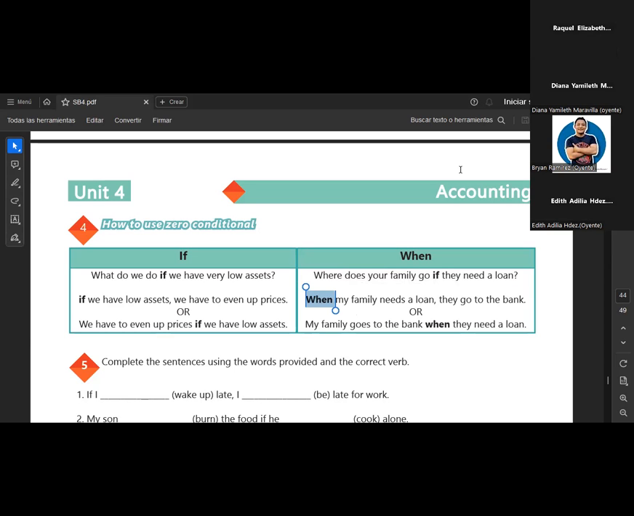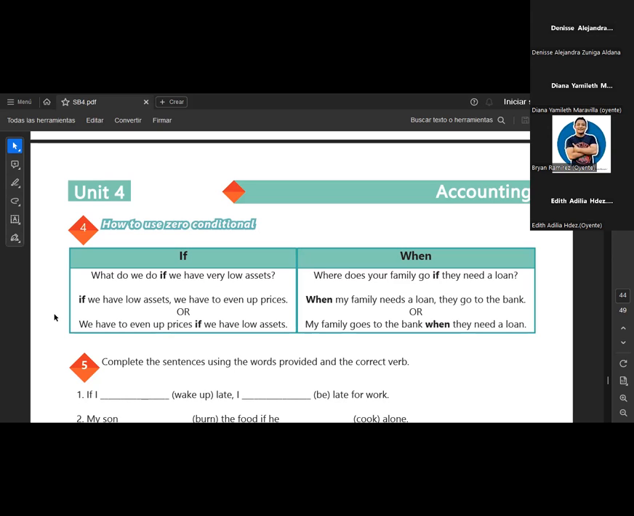Vamos a ver. Let's see. Raquel, hello. Hello. Can you please help me read this part? Léeme. Esta parte, ayúdame a leer, por favor. Okay. What do we do if we have very low assets? Okay. If we have low assets, we have to even up prices, or we have to even up prices if we have low assets. If we have low assets, okay.